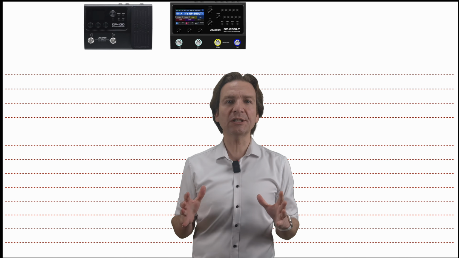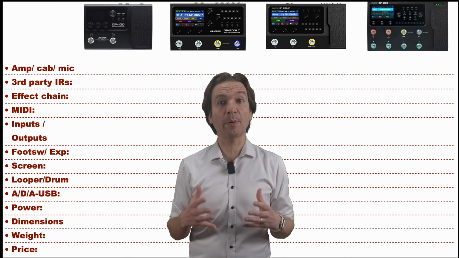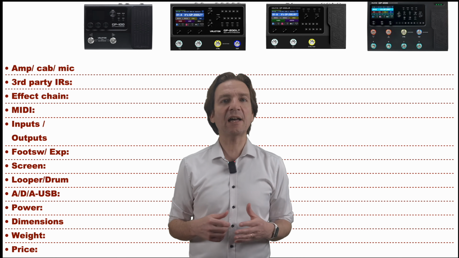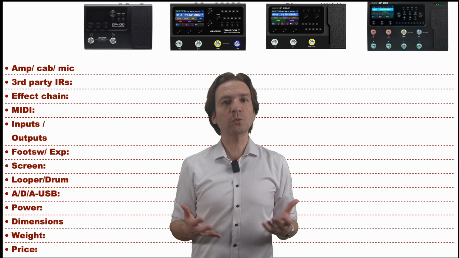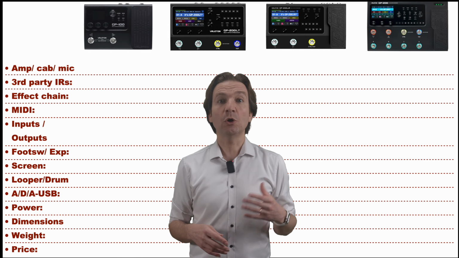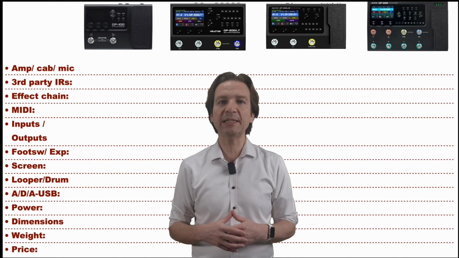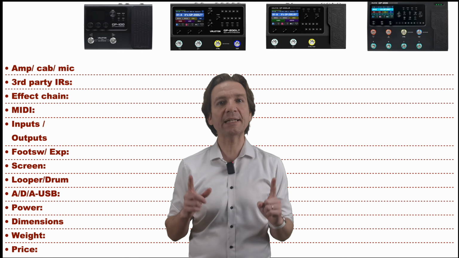We will now compare the four units according to the following parameters: number of amps, cabs and mics, third-party IR support, effect chain, MIDI availability, number and type of inputs and outputs, foot switches and expression pedal at our disposal, screen size, looper time and drum machine availability, ADA converters and USB connectivity, power, dimension, weight and price.